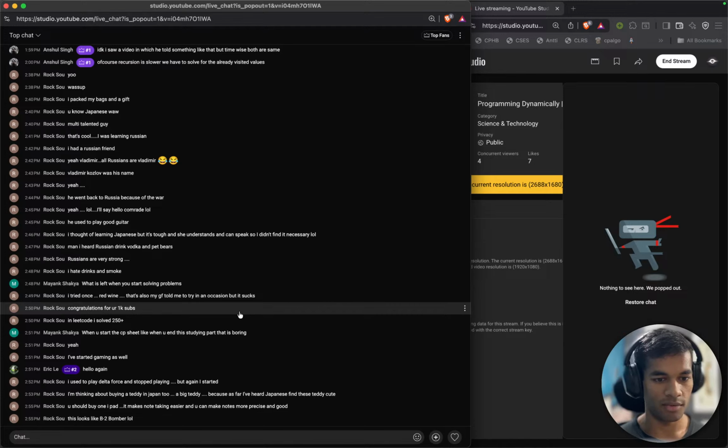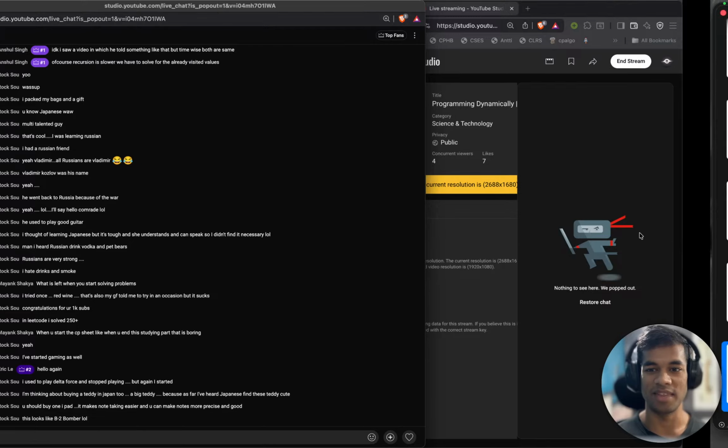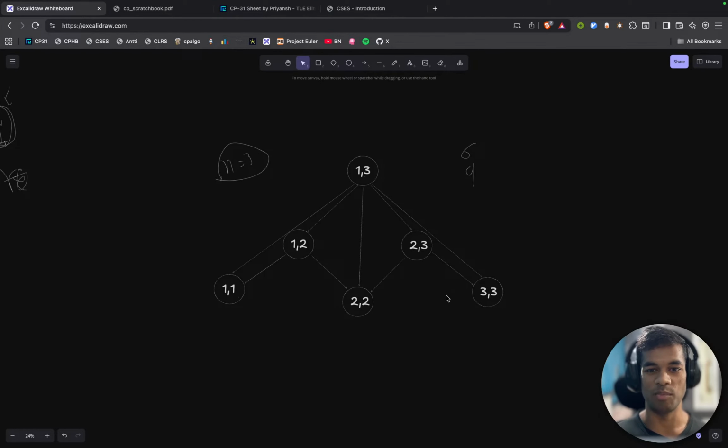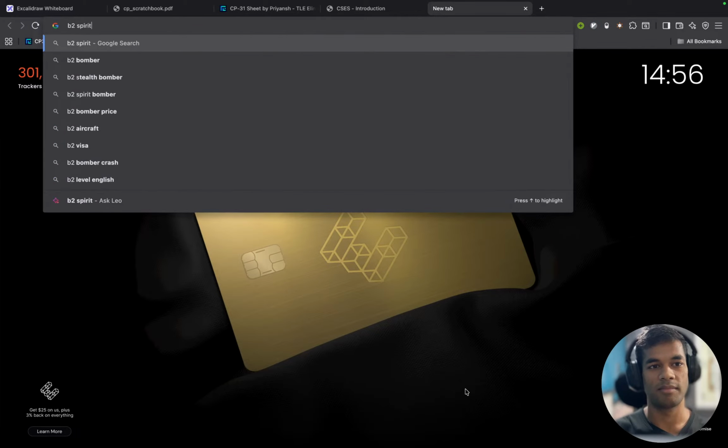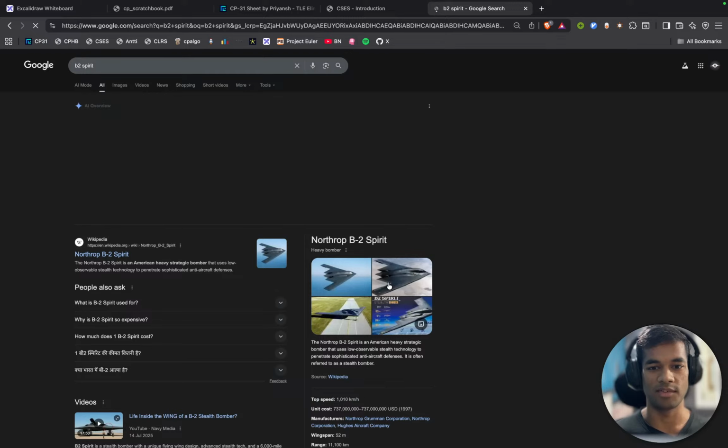You should buy an iPad. It makes note taking easier and you can make notes more precise. Okay, looks like a B2 Bomber. That does look like a B2 Bomber. Not Spirit, it's a B2 Spirit. Yeah, it's B2 Spirit.